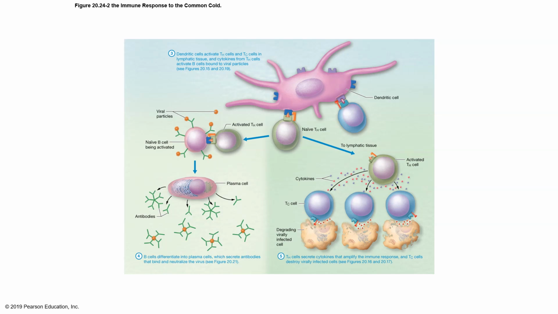The naive helper T cells also activate your helper T cells to secrete cytokines, which stimulate the cytotoxic T cells to basically amplify the immune response, and the cytotoxic T cells then start destroying those virally infected cells, as you can see from this image. So that's how your immune response occurs in, let's say, a common cold exposure, which are, of course, viruses.